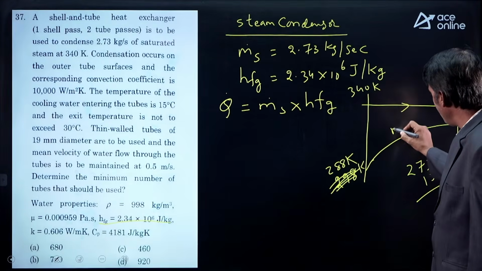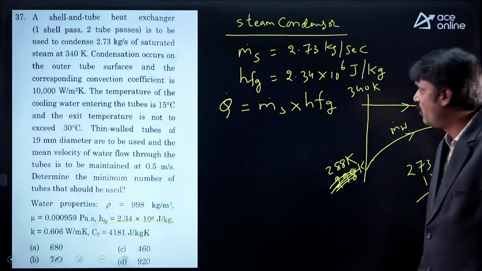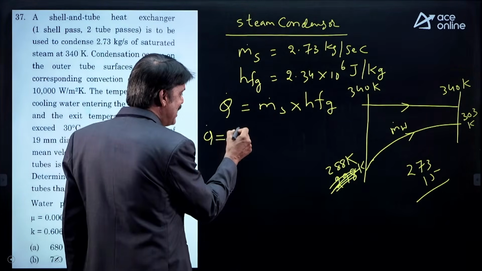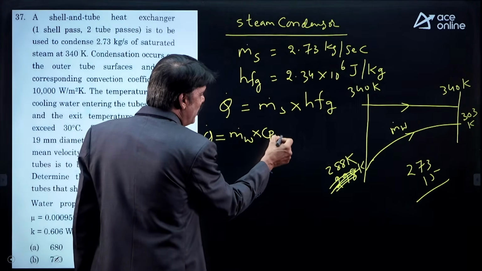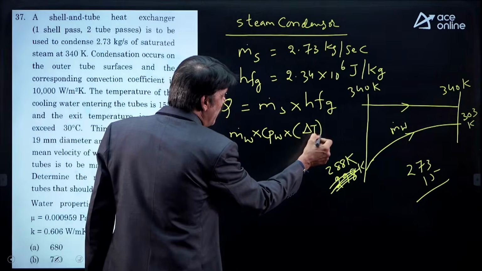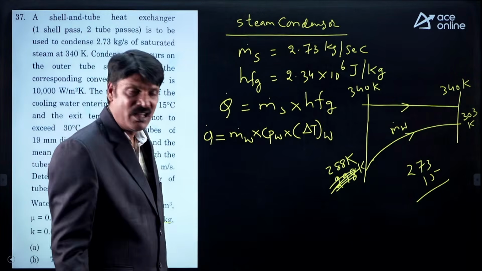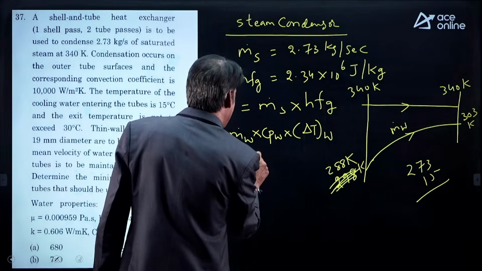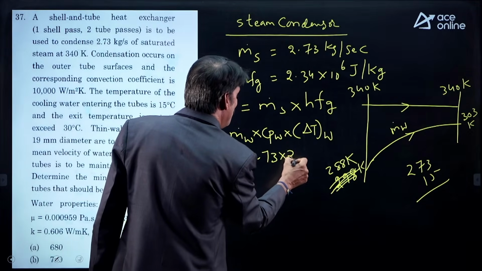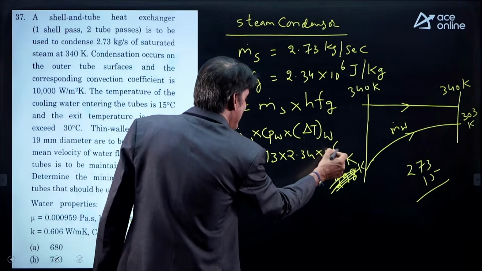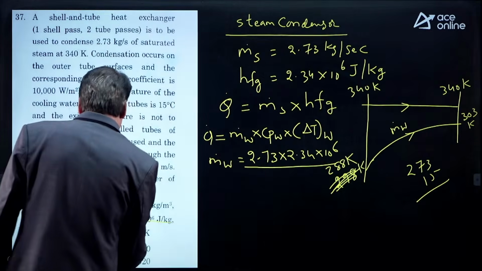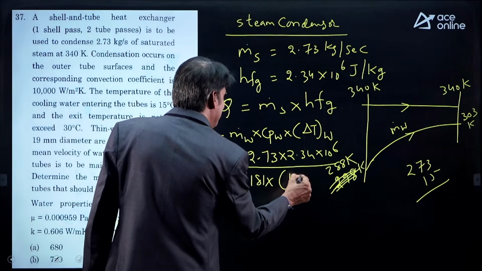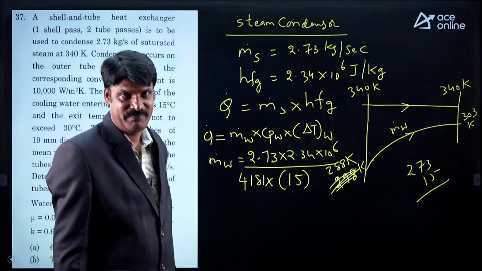I do not know what is the mass flow rate of water. So, what I will do, I will equate it, assuming that balance is being done. This is equal to mass flow rate of water, specific heat of water into differential temperature of water that it has gained. So, the mass flow rate of water is 2.73 into 2.34 into 10 power 6 divided by specific heat of water 4181 into 15. This will give you mass flow rate of water.